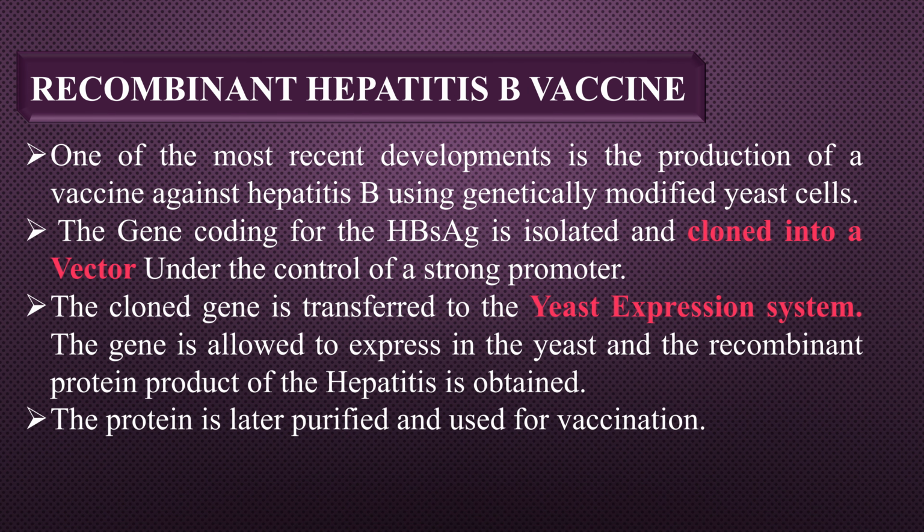Recombinant hepatitis B vaccine. One of the most recent developments is the production of a vaccine against hepatitis B using genetically modified yeast cells. The gene coding for the hepatitis B surface antigen is isolated and cloned into the vector under the control of a strong promoter. The cloned gene is then transferred to the yeast expression system. The gene is allowed to express in the yeast and the recombinant protein product of hepatitis is obtained. The protein is then later purified and used for vaccination.